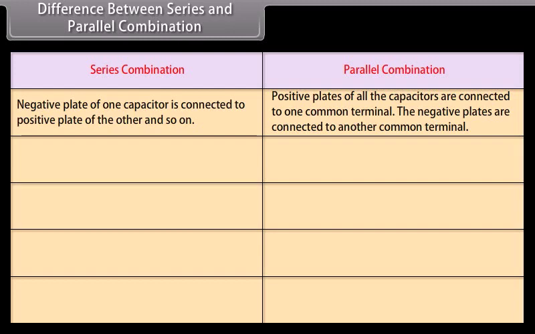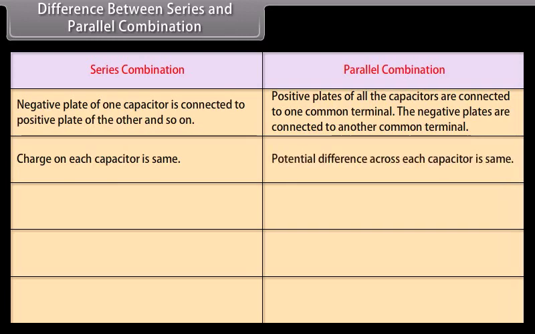In series combination, charge on each capacitor is the same. Whereas, in parallel combination, potential difference across each capacitor is the same. In series combination, V is equal to V1 plus V2 plus V3. Whereas, in parallel combination, Q is equal to Q1 plus Q2 plus Q3.